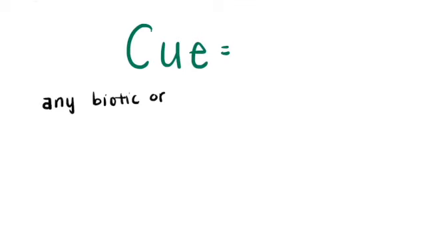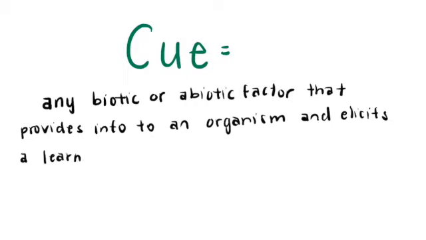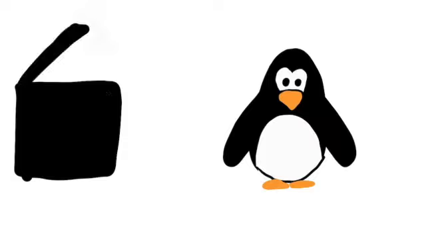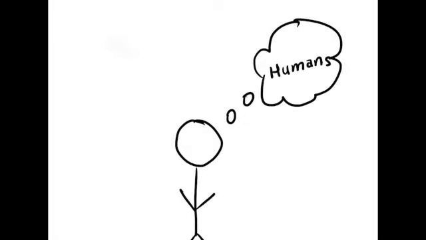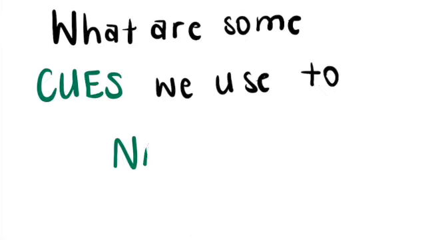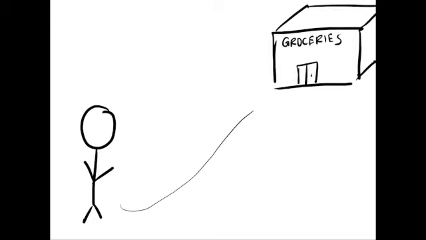A cue is any biotic or abiotic factor that provides information to an organism and elicits a learned response. In the case of navigation, the response is the directed movement of the animal. So thinking about humans again, what are some cues we use to navigate? For example, if you're trying to get to the grocery store, what cues would you use to get there?